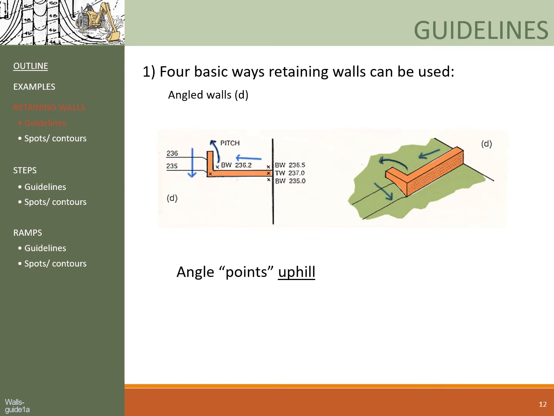The second type of angled wall has its angle pointing uphill, creating a flat space that is higher than the surrounding area. Similarly, for this type, a small swale is necessary to direct water away from the wall in this area, and the slope needs to pitch in a way to drain the corner outward. Okay?